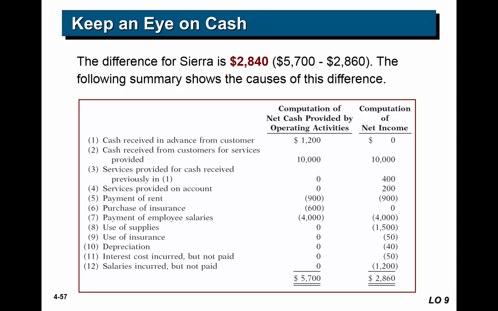So here's an example. You can see, for example, they received cash in advance from a customer of $1,200. Well, that didn't go into revenue because they haven't earned it yet. And then there's the cash received from customers for the services provided. That would show up both as revenue when we compute our net income and as cash from our operating activities. Then we had services provided for cash received previously. So this would be cash we didn't get this time because we'd already earned it before. Anyway, you get my point. They don't exactly match up. So in this case, even though they had a net income of $2,860, they actually received cash of $5,700.